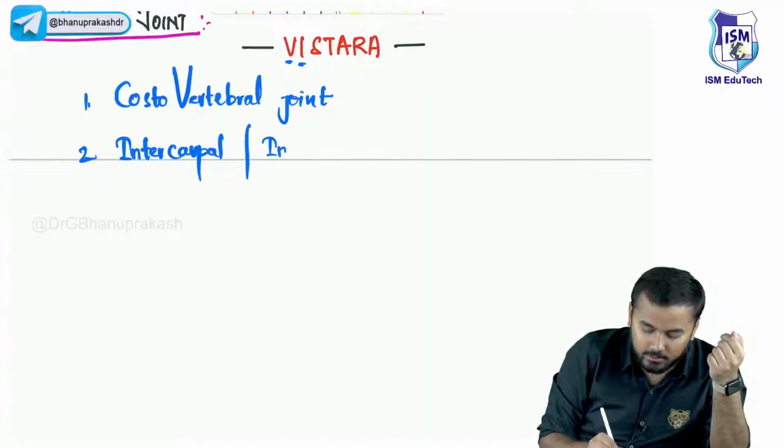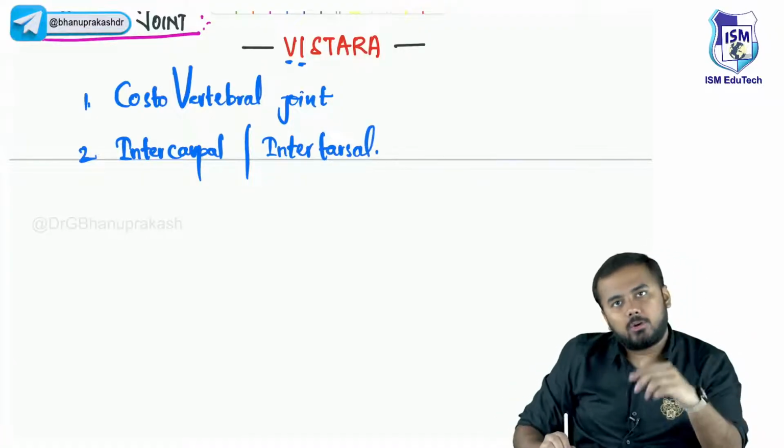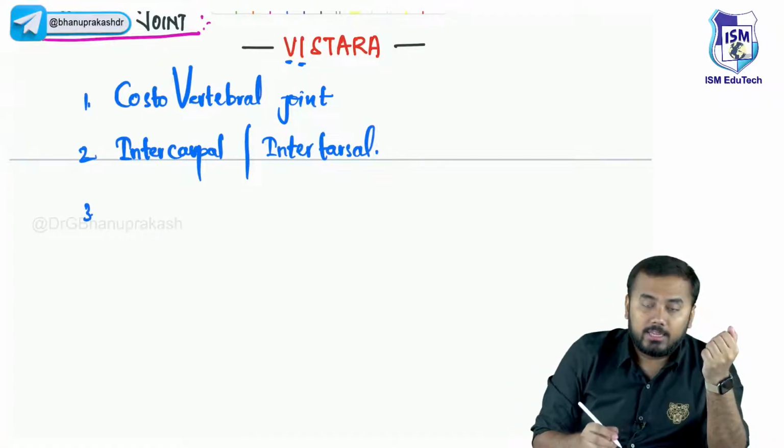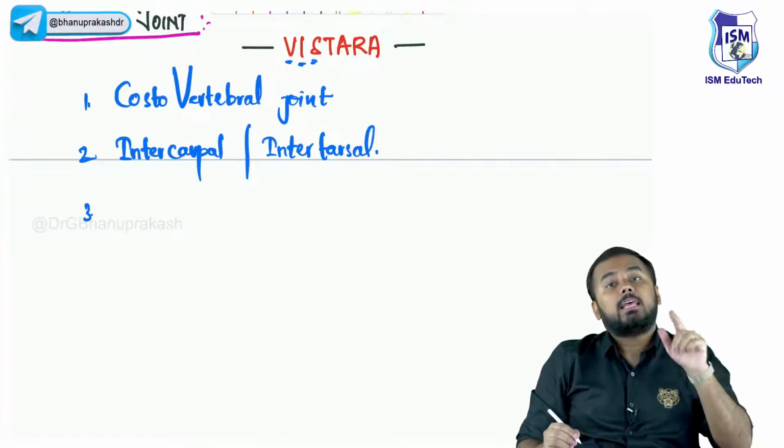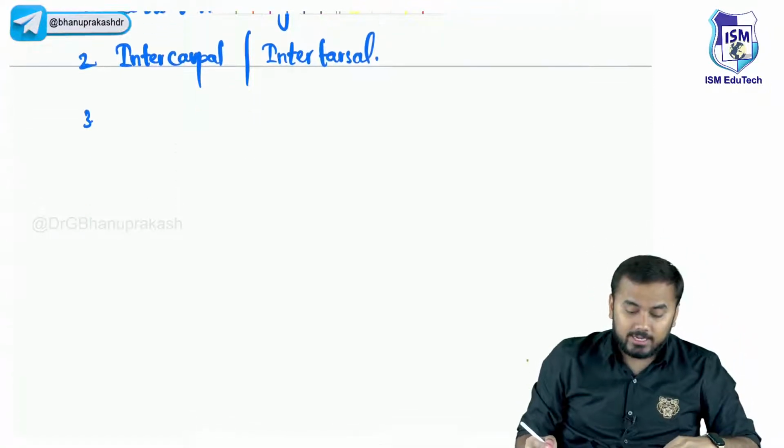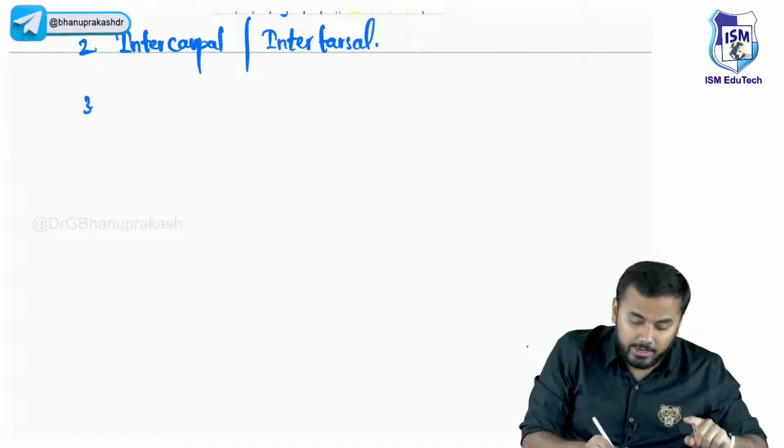Intercarpal, intertarsal joints. These are called planar joints. Third important thing, S. Now here the real important thing comes, guys. When it comes to S, one very important thing I want to remind you.